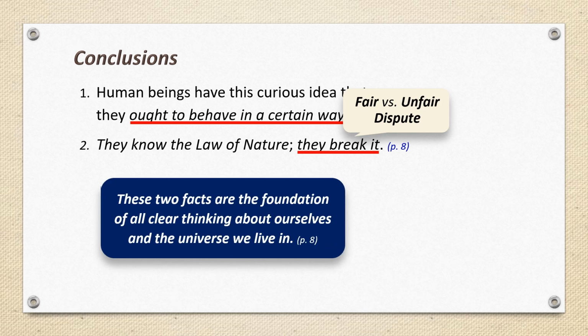His conclusion on page 8 is this. These two facts are the foundation of all clear thinking about ourselves and the universe we live in. Because this supposedly known fact or natural law that people all should know, somehow we do not keep up with that law, and that's why we ask questions about being fair or unfair. This proposition is chapter 1's main point, and in chapter 2, he discusses some objections to this proposition.